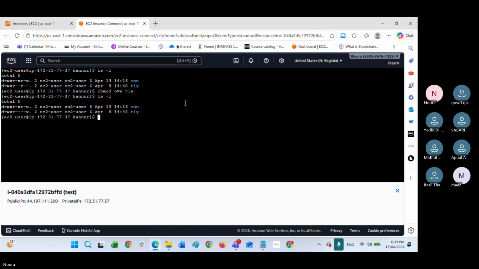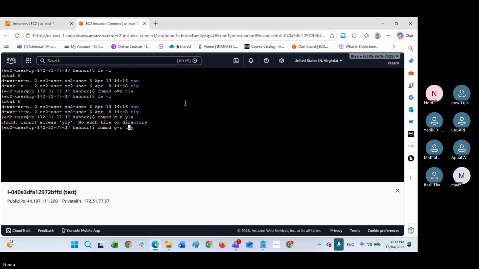First, what you will be doing? Basil was saying something. First, what you will do, Basil? Remove R. Okay, first you will remove R for the group: G minus R. So chmod G minus R TLY. Okay, then what you will do? What happened if you perform this?